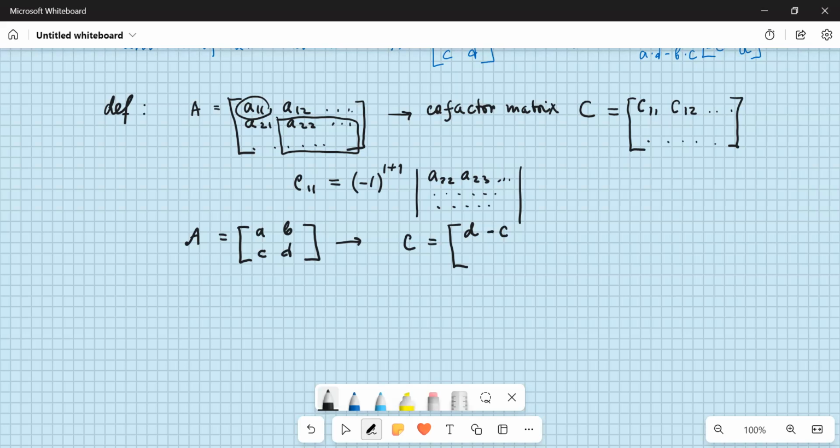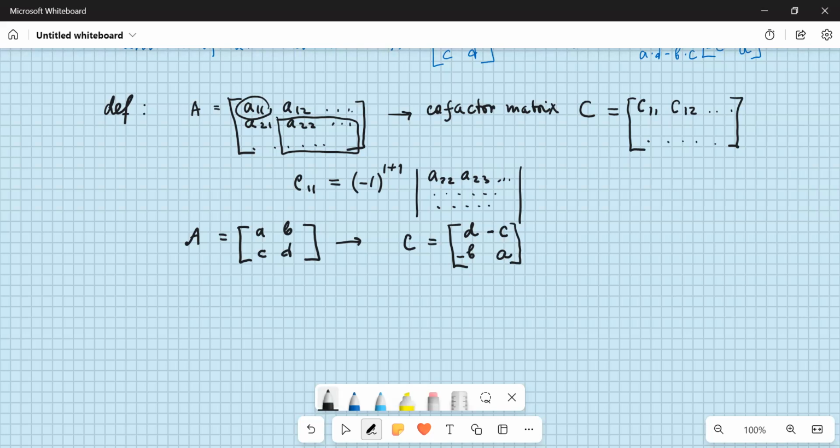For element C, what is going to be the cofactor? The cofactor for element C is going to be element B. It's going to have minus because of the checkerboard rule: plus, minus, plus, minus. And for element D, if you cross out element D, it's going to be element A, and we are going to have it with plus. So this is the cofactor matrix for matrix A: plus, minus, minus, plus.